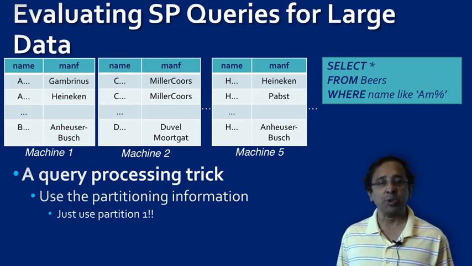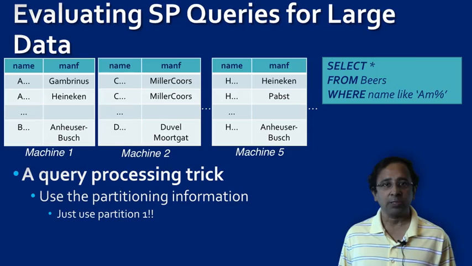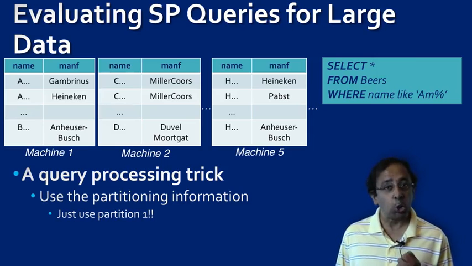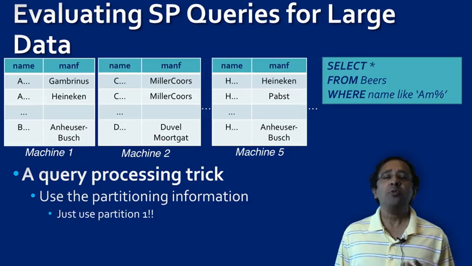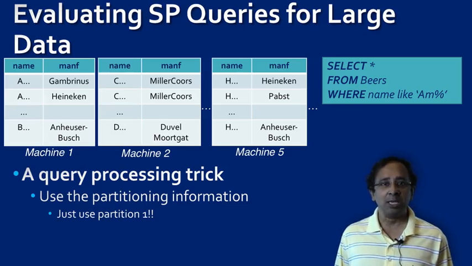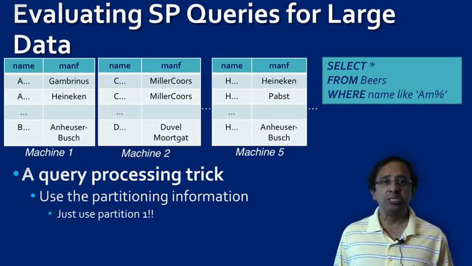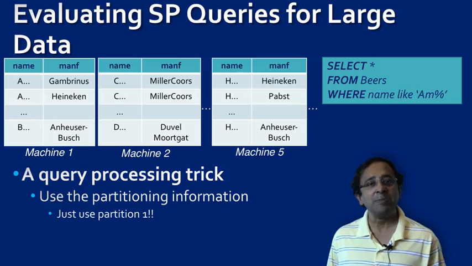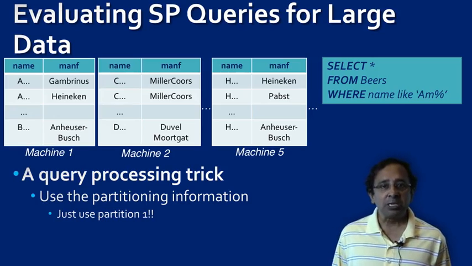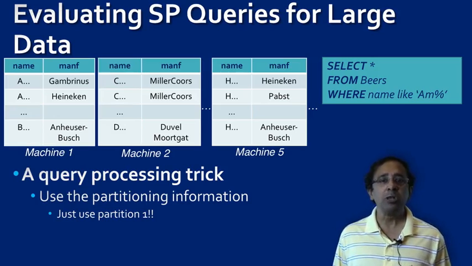Let's talk about the first query in this data partition setting. The question to ask is, do we need to touch all partitions to answer the query? Of course not. We know that the name is the primary key for the table beers. We also know that the system did a range partitioning on the name attribute. This means that the evaluation process should only access machine 1 because no other machine will have records for names starting with A.